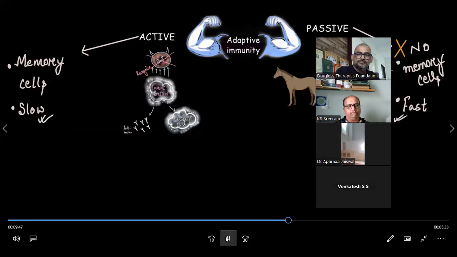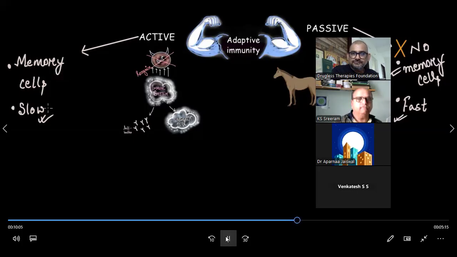So there is no memory of how that food is cooked, because there is no question of memory here, right? Because the food is not cooked by you. But in case of active immunity, as you have cooked your own food, you will know how that food is cooked. So the next time you want to have the same food, you can cook it yourself. Okay, so active immunity, we will compare it to home cooked food, and passive immunity is ordering food from outside.